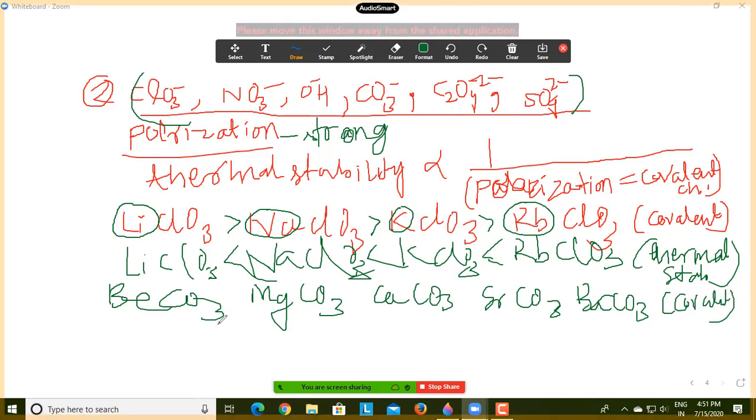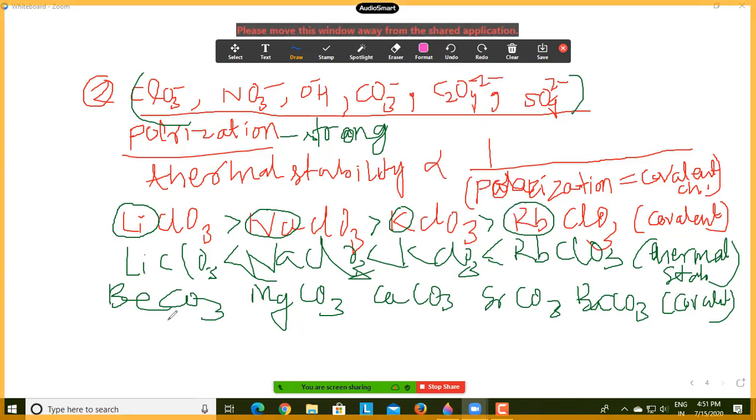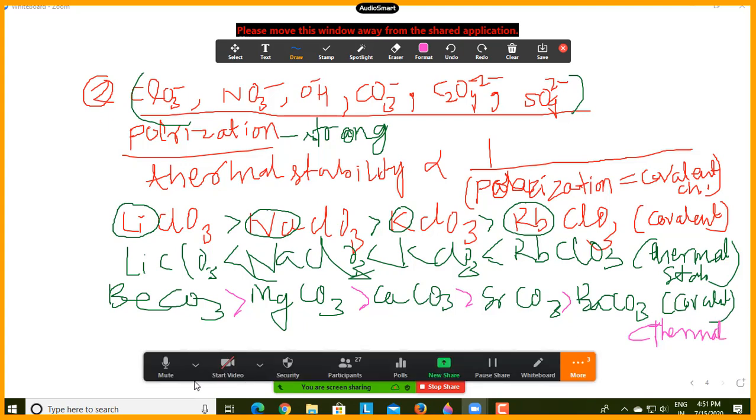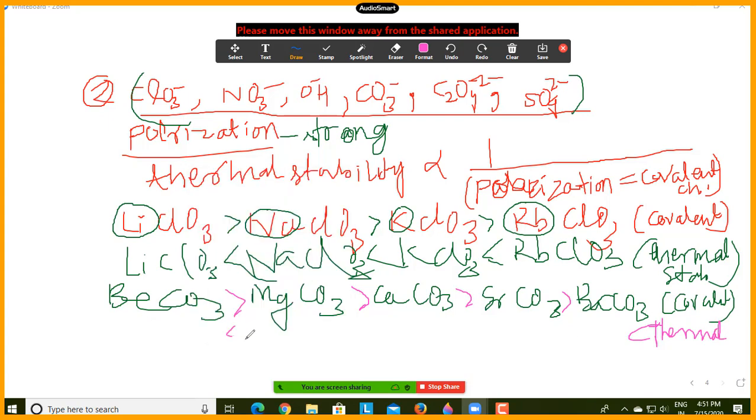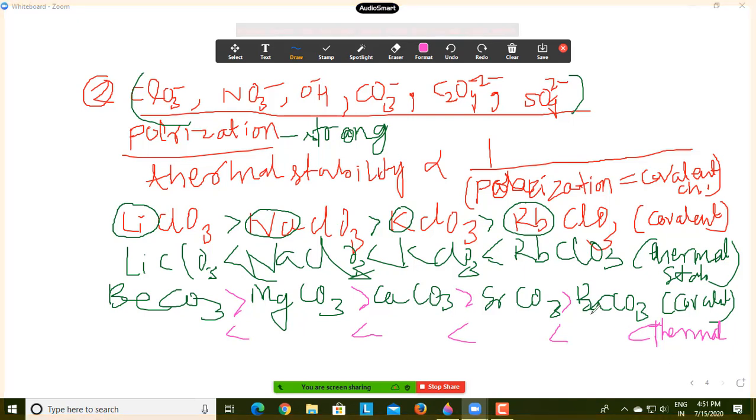Covalent character is decreasing. So what will happen to thermal stability? Tell me. It increases. Thermal stability increases, it is inversely proportional. Is that clear? After strontium carbonate comes barium carbonate.